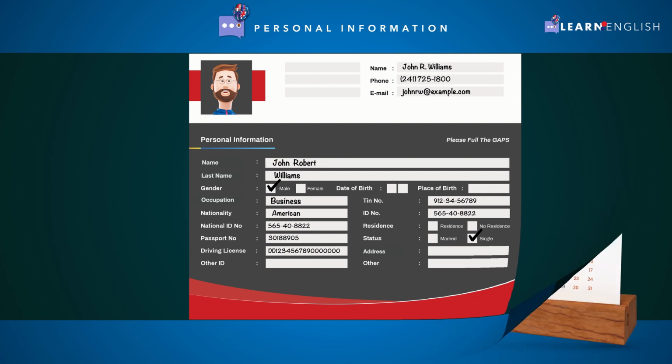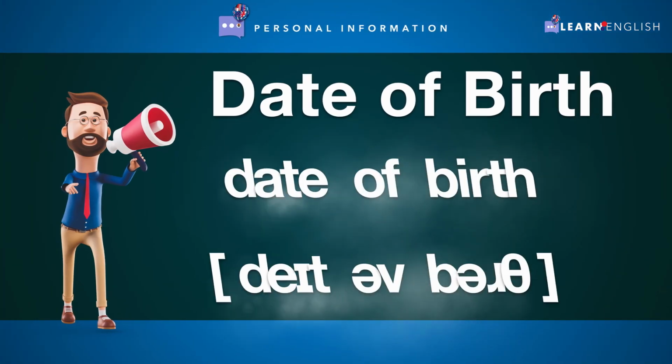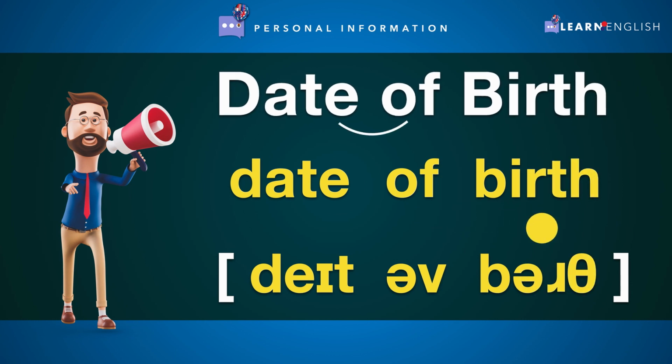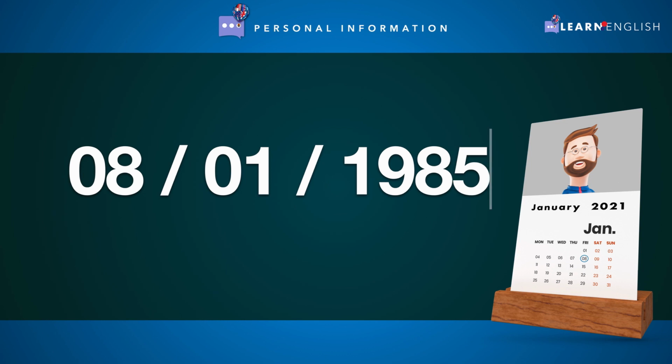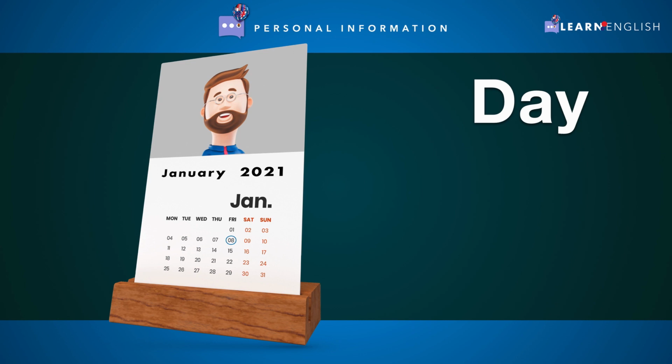Let's continue. Date of birth. Let's look at John's date of birth and the parts it consists of. 08 is the day, 01 is the month, and finally 1985 is the year. Let's look at each of them.